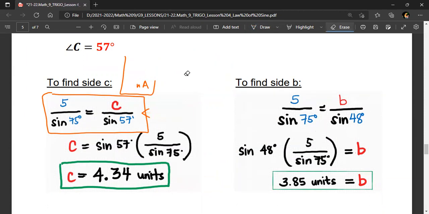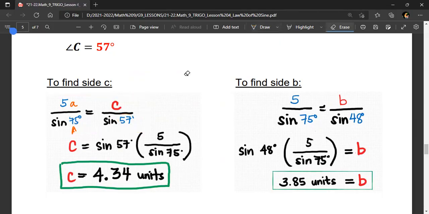Now let me remove this first here. Now this time, this number 5 here represents the side A. The number 75 represents capital A or the angle. Side C is missing, and the number 57 is sine C or the angle C. So therefore, for us to find the measurement of the side C, we will again follow the sine law. And since we already have substituted the given values, we'll now have to cross multiply.